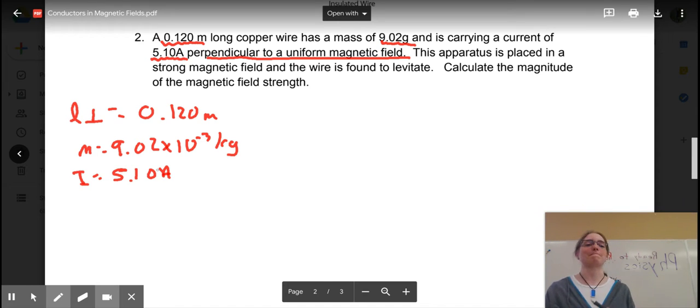That's a lot of amps. That's like 500 times plus the amount needed to stop your heart. 5,000 times needed to stop your heart. Something like that. It's a lot of amps.